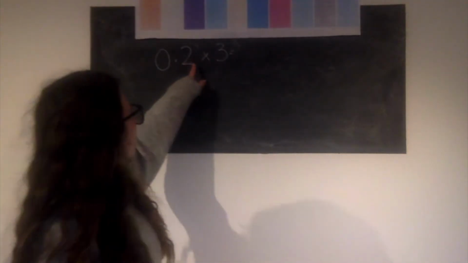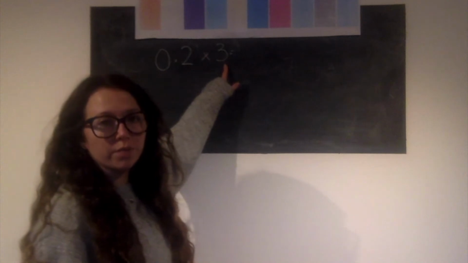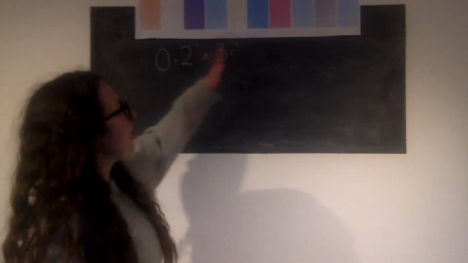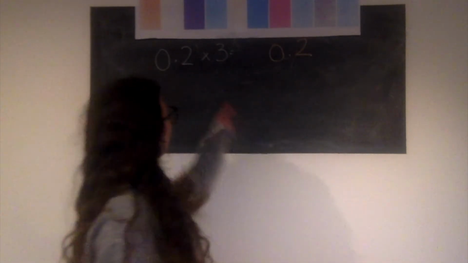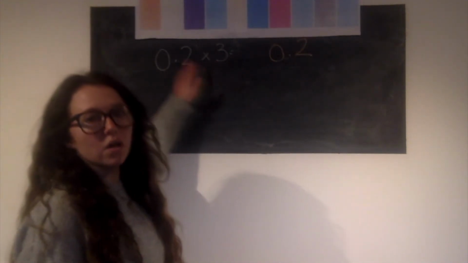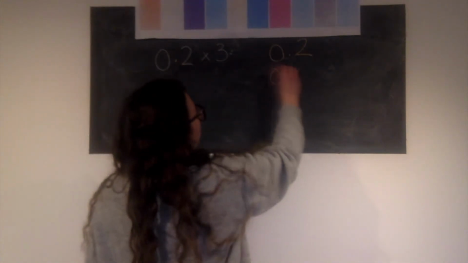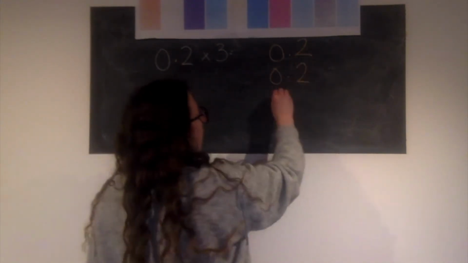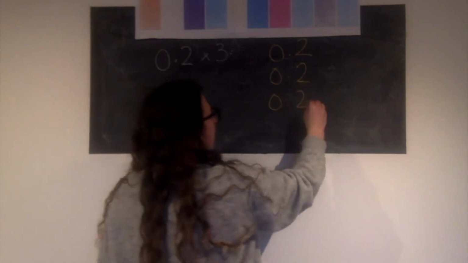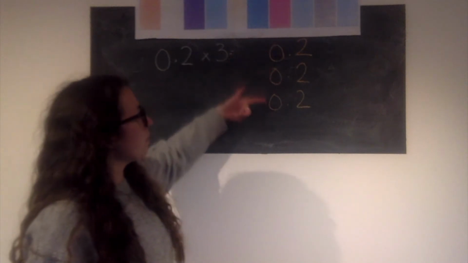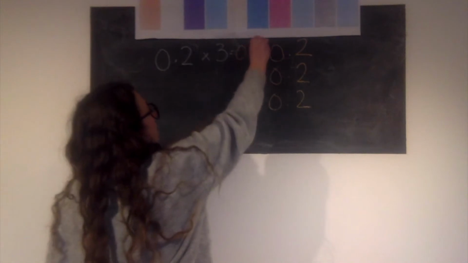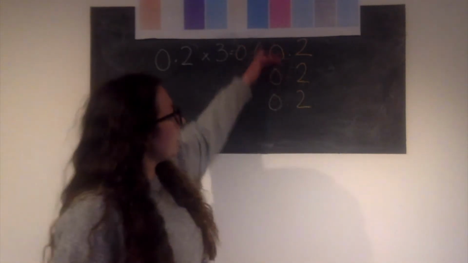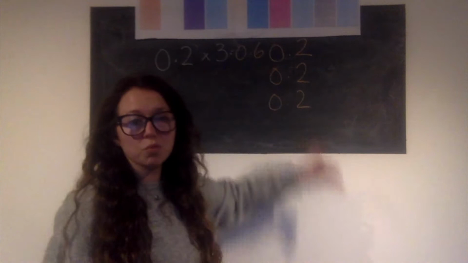0.2 multiplied by 3. So we know that 0.2 is the same as saying 2 tenths. And my question is saying that I've got 3 lots of 2 tenths. 1 lot of 2 tenths, 2 lots of 2 tenths, 3 lots of 2 tenths. We can count in tenths: 2 tenths, 4 tenths, 6 tenths. So our answer is 0.6. Remember that multiplication is the same as repeated addition, it's just much more efficient.